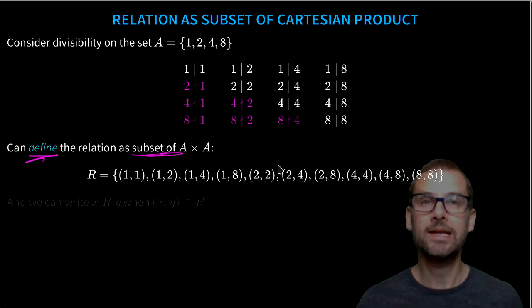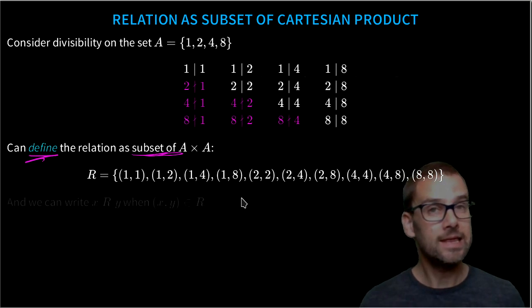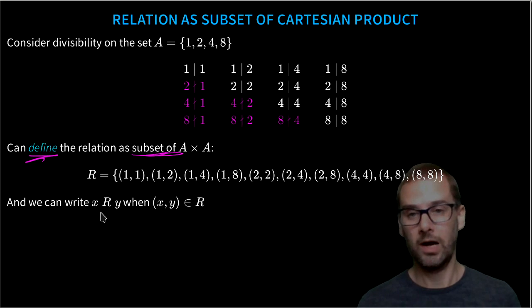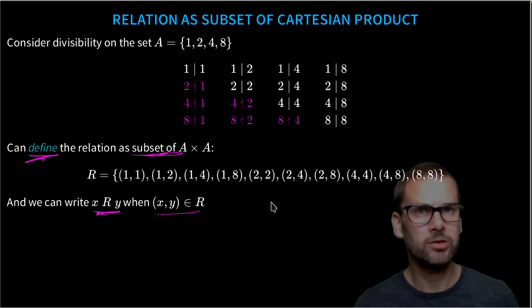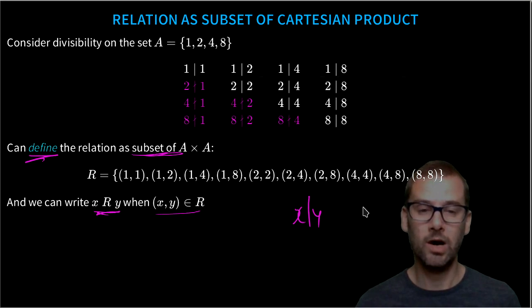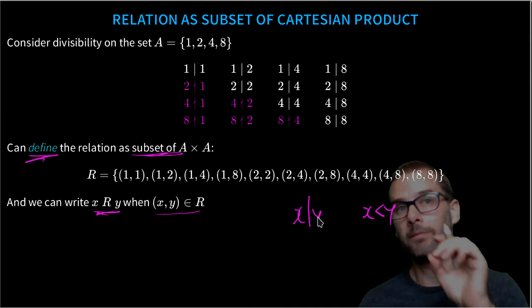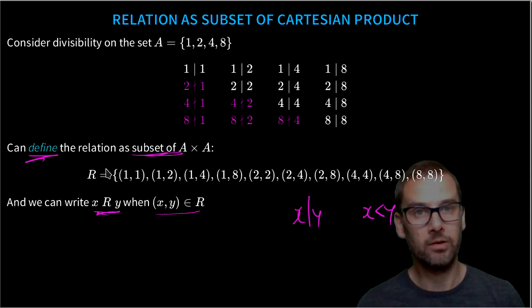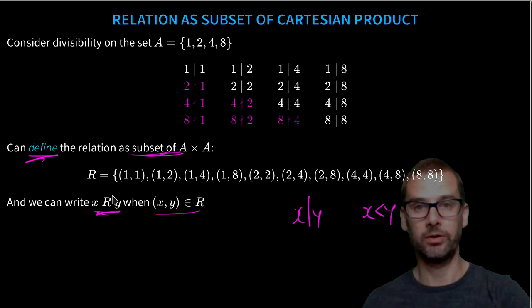So this subset can be used to define the relation rather than just to summarize it. And in that case, we can write, for example, if we pluck out two numbers x and y, we can write x R y whenever (x, y) is in R. And this is supposed to be reminiscent of the notation we saw before, namely say x divides y or x is less than y and so forth. Rather than using a symbol for a particular relationship between objects, I'm going to use R from this subset to denote that relation. And this is supposed to just generalize what we were doing before.